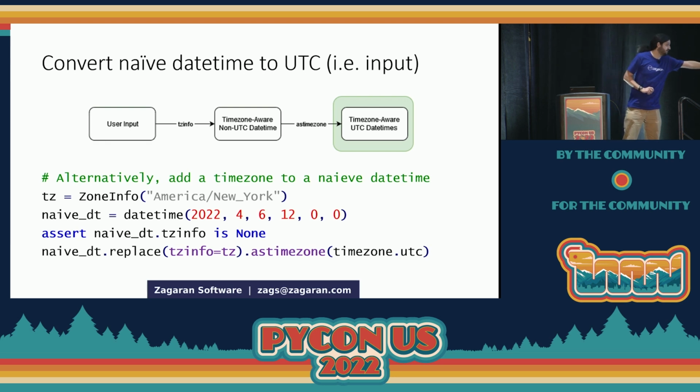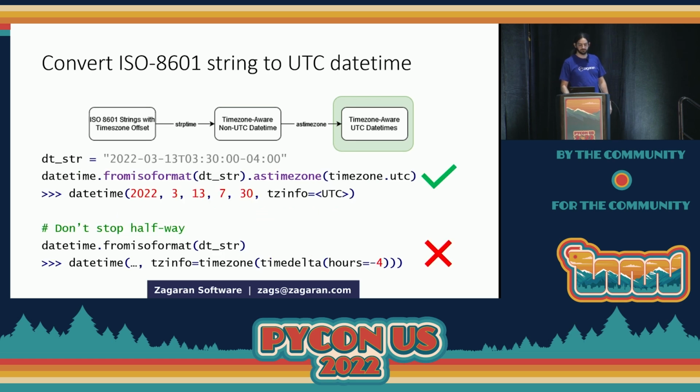So that's why I have added here this assert statement. Assert that the time zone information is None. Please use an actual exception there if you're writing this code. But check that this is a naive datetime before attaching time zone information to it, so that you don't accidentally replace time zones on aware datetimes by accident, and then astimezone into UTC.